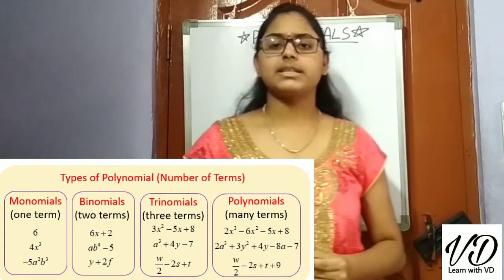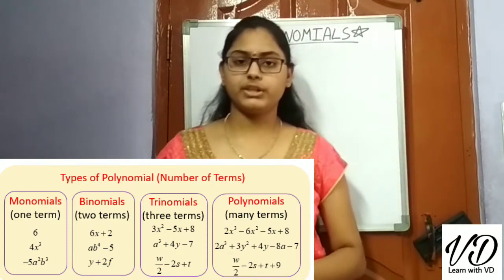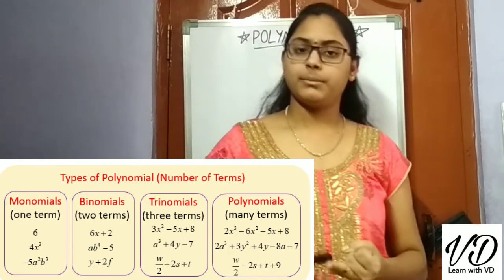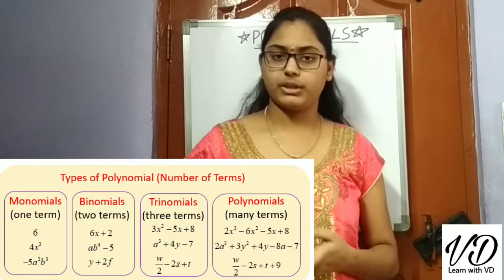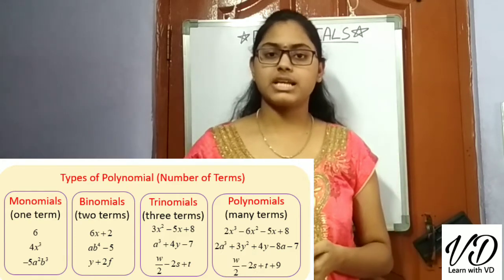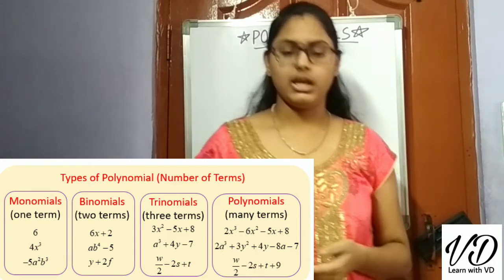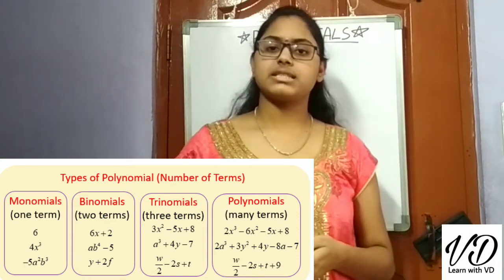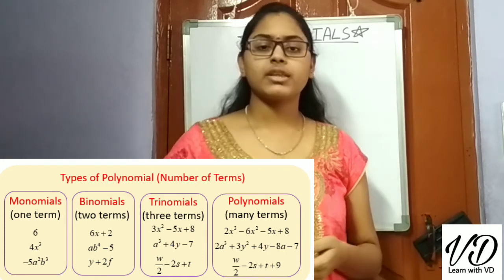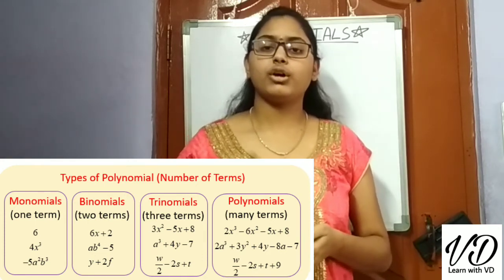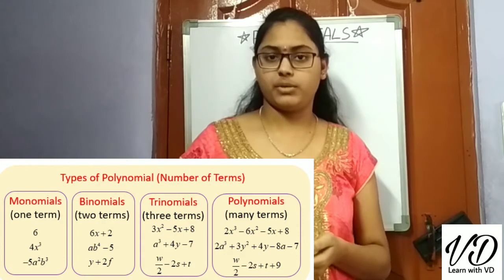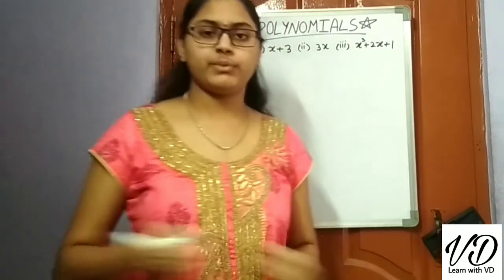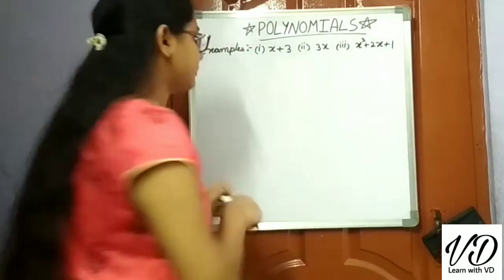The below table is types of polynomials according to the number of terms. Types of polynomials according to number of terms are four: monomial, binomial, trinomial and multinomial. A polynomial which has only one term is called a monomial. A polynomial which has two terms is called a binomial. A polynomial which has three terms is called a trinomial. A polynomial which has four or more terms is called a multinomial. Now let's take some examples and classify them into types of polynomials according to number of terms.